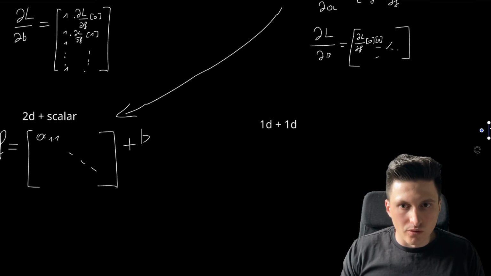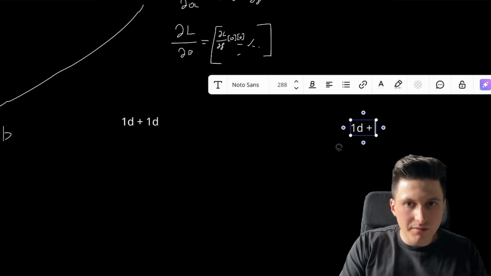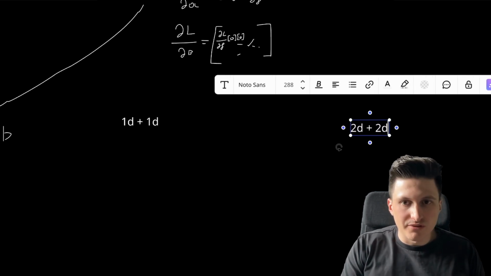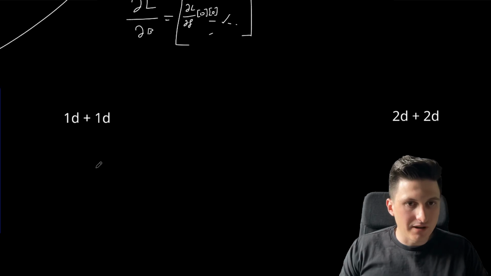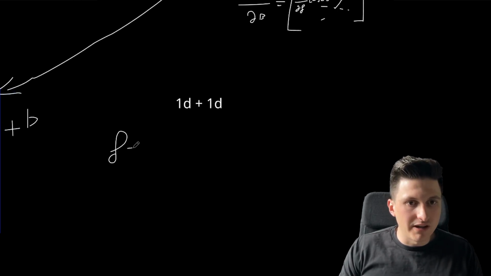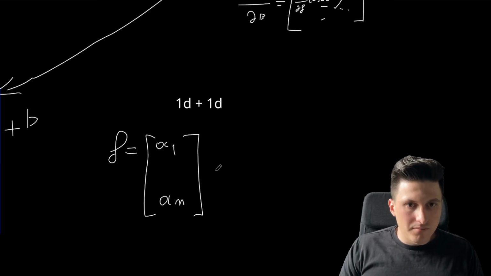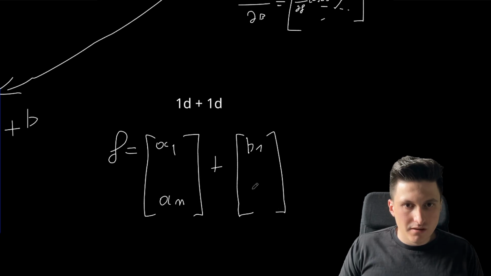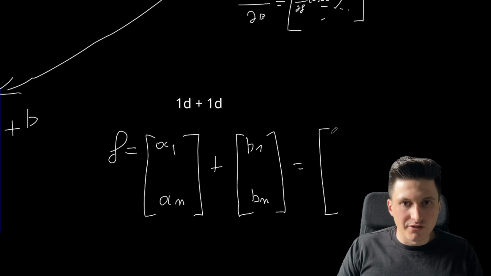Okay, only two cases left, and that is 1D plus 1D, and let's also write down 2D plus 2D. Let's first do 1D plus 1D. F here is just a vector plus another one-dimensional tensor. They have to have the same dimensions, of course, and in the result we are just going to sum values at corresponding positions.